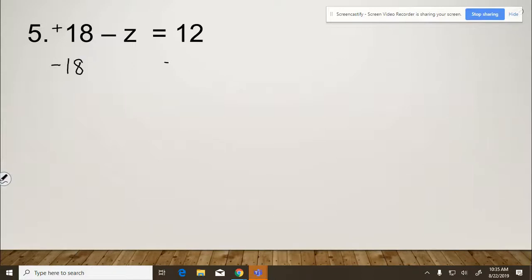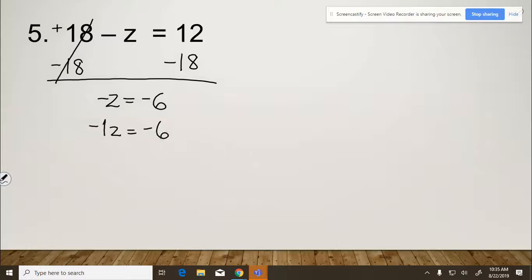So we're going to subtract 18 from both sides, which results in negative z equals negative 6. 18 minus 12 is 6, so 12 minus 18 is negative 6. Then I have a negative and a negative. This negative z is like negative 1z equals negative 6. So if I divide by negative 1, I get z equals positive 6, which makes sense. I think you all know that 18 minus 6 equals 12. That's just the math behind it to solve the equation.